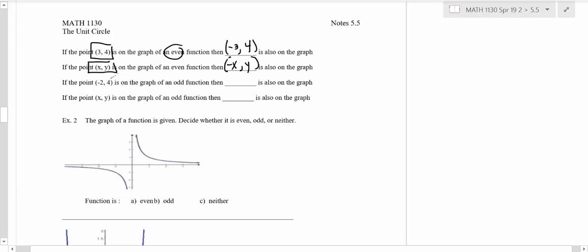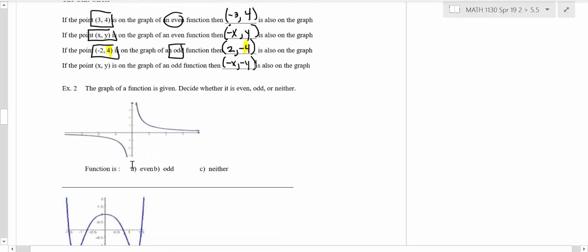Odd functions work like this. So if (-2, 4) was on the graph, then (2, -4) would be on there. The key thing is the y's are opposites on an odd function. And in general, if you had (x, y), then you would have the point (-x, -y). And that's kind of it. Everybody remember this reasonably well?